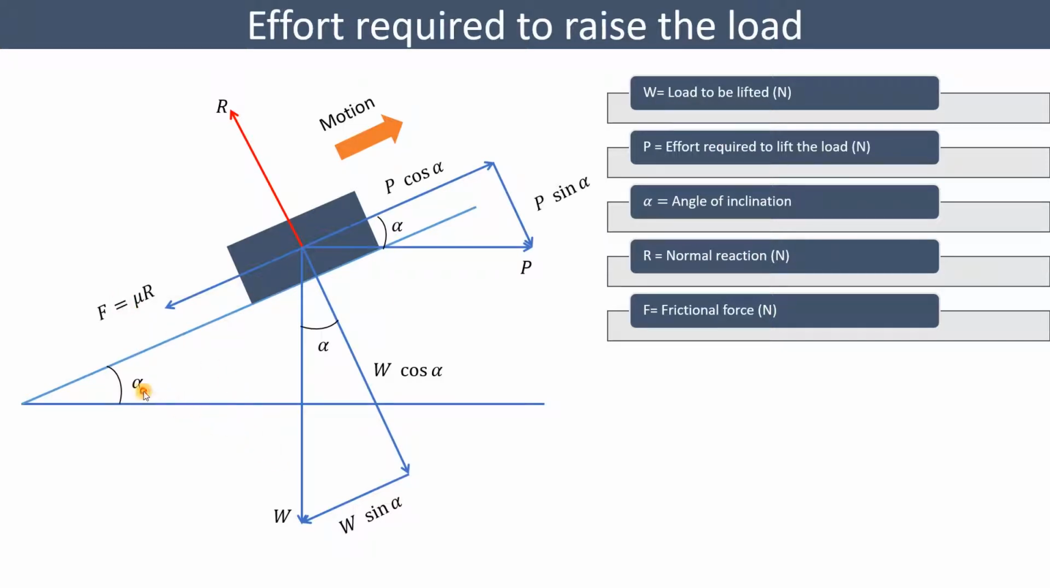If this is the angle of inclination alpha, then this is also alpha, and this angle is also alpha by geometry. Now, W will have two components: one perpendicular to the plane, W cos alpha, and another parallel to the plane, W sin alpha. Similarly, force P also has two components: one parallel to the plane, P cos alpha, and another perpendicular to the plane, P sin alpha. If this is the direction of motion, then the frictional force will act opposite to the direction of motion.